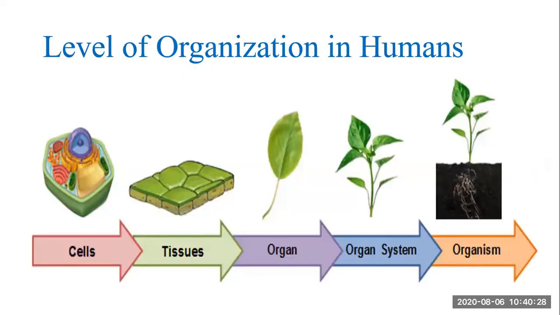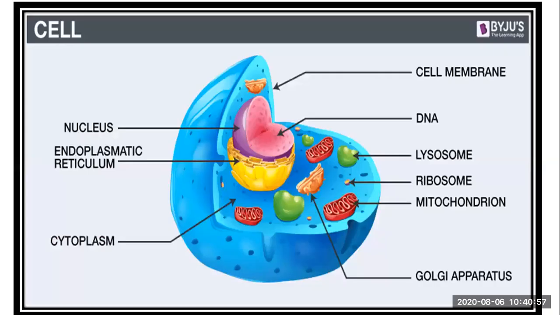Now this is the level of organization. Every organism is made up of the basic unit, the cell. Now when cells combine, they make tissue. When tissues join together, they make organs. The organs collectively make the organ system, and then it makes an organism. So that is how it all works. That is how the level of organization is present in humans. The basic structure is the cell.